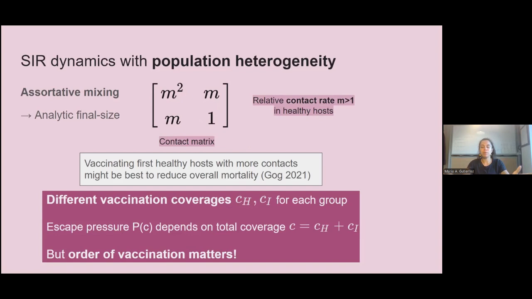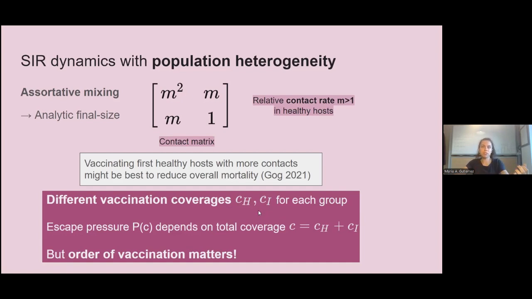And so we have different vaccination coverages for each group. The escape pressure obviously depends on the vaccination coverage in each of the groups, but I'm going to study its effect as a function of the total vaccine coverage. I'm going to explore 2 scenarios. One where you vaccinate first the vulnerable host and then the healthy host, and the other where you start with the healthy host and then the immunocompromised and vulnerable host.